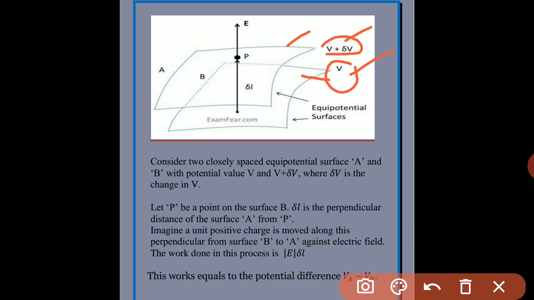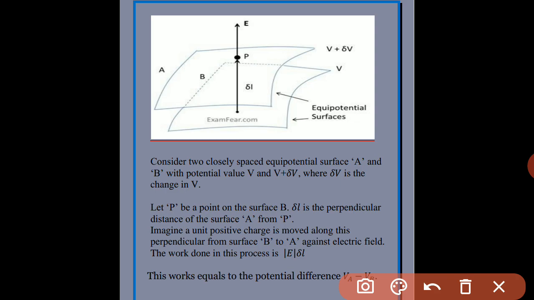Both have different potentials, but each is itself an equipotential surface. So every point on surface A has the same potential, and likewise every point on surface B has the same potential, right? Now consider a point P on surface B.